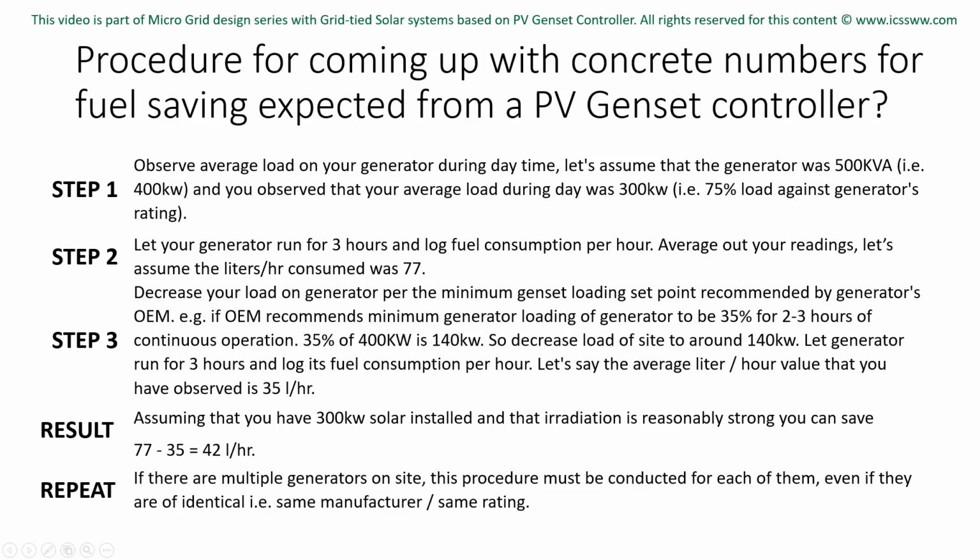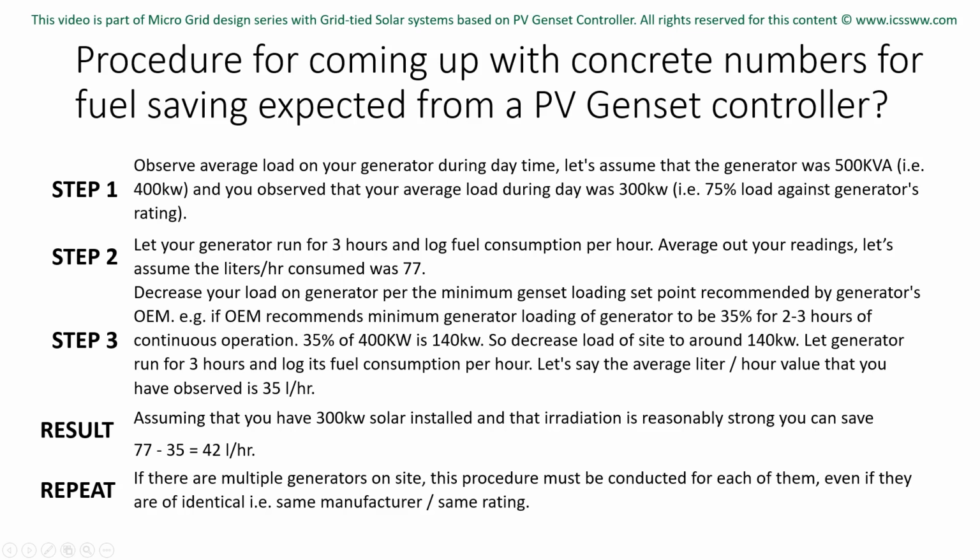Number 1, observe the average load on your generator during daytime. Let's assume the generator is 500 kVA, which is 400 kilowatts, and you observe that your average load during the day was 300 kilowatts, which is 75% of the generator's total rating. Step number 2, let your generator run for 3 hours and log fuel consumption per hour. Average out your readings. Let's assume that the liters per hour consumed was 77.